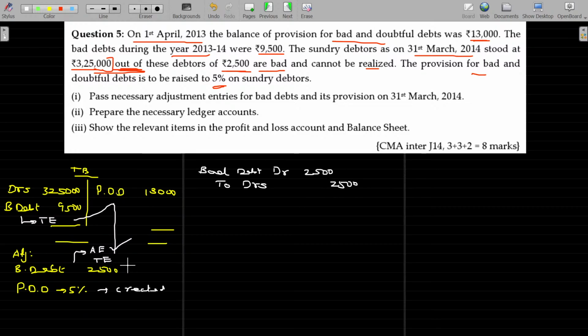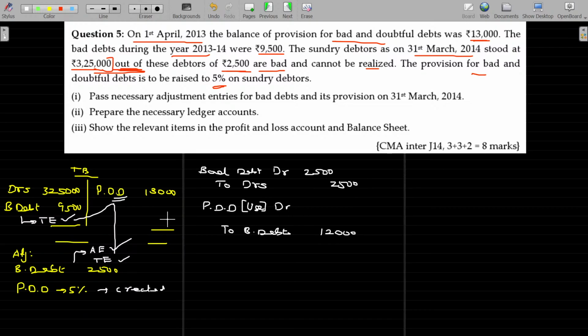Second entry is all about the transfer entry. While transferring, we have two items here to be transferable, so I am clubbing these two. That will be routed through PDD only, no? So while using the PDD, I am going to debit it. So PDD account debit means usage. To bad debt. The value in bad debt being 9,500 plus 2,500, 12,000 rupees.